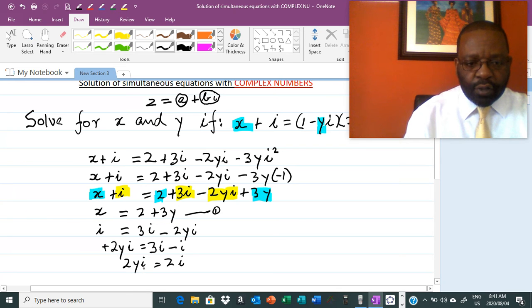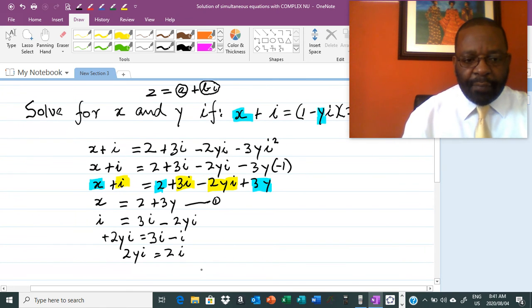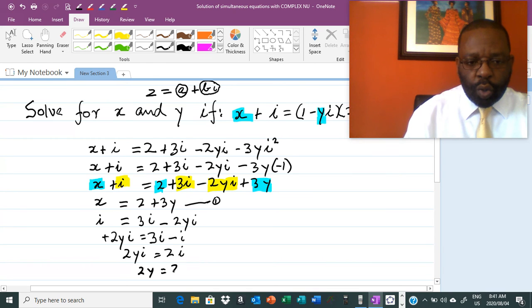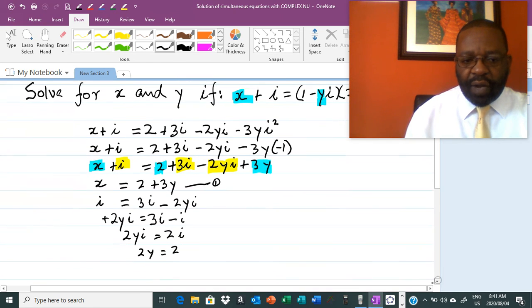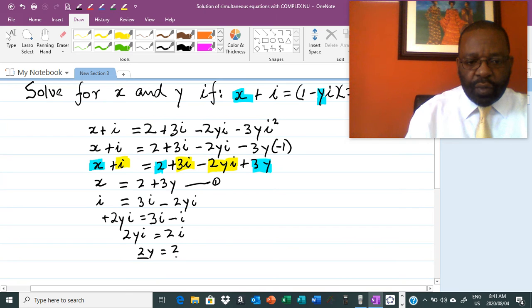Now the next step is to say, okay, 2yi is equal to 3i minus i, which is 2i. You can see that you have i this side and i that side. So what you do is drop the i and you will be left with 2y equals 2. And then divide both sides by 2, and you will get that the value of y is equal to 1.